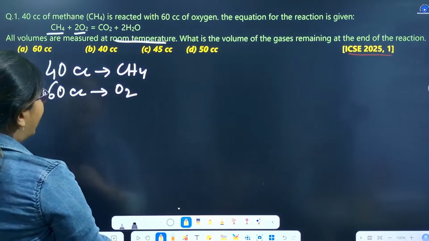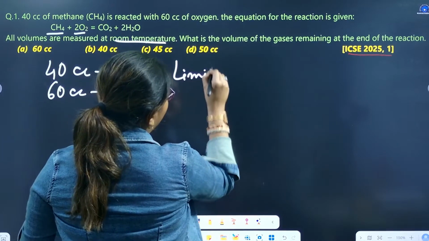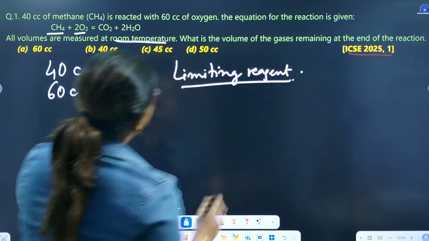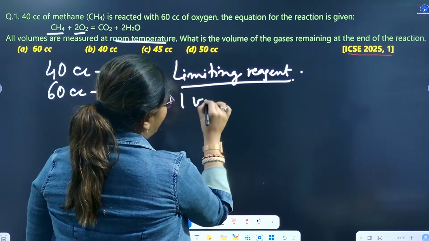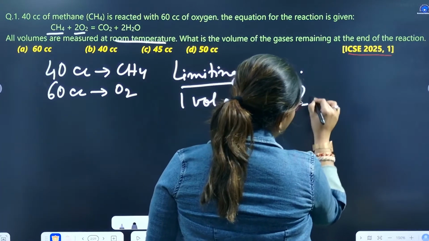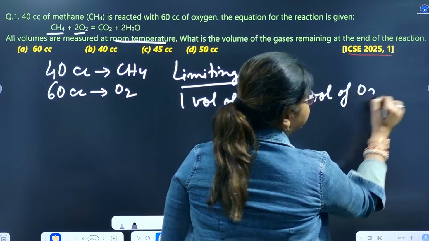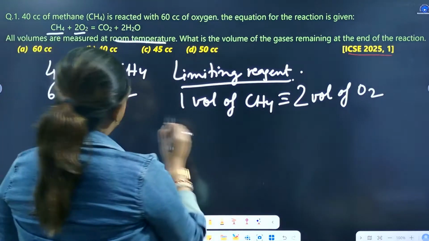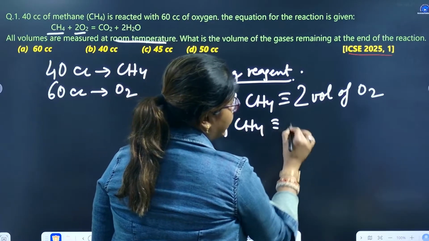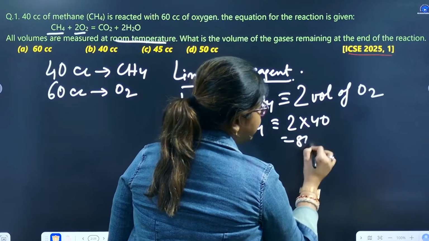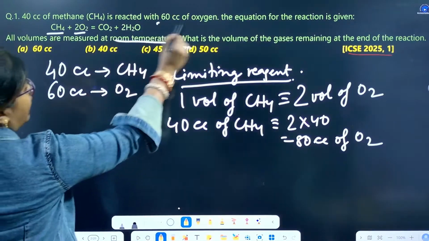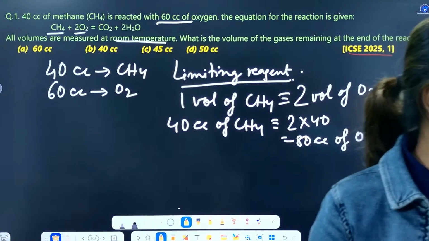Right? So you have to first find out, if you remember, which is the limiting reagent here. Okay? If you take the equation, you see 1 volume of methane is requiring 2 volumes of oxygen to burn completely, right? So if you take 40 cc of methane, how much oxygen will be required then? 2 into 40, that is 80 cc of oxygen will be required. But given oxygen is how much? 60 cc. So you do not have.